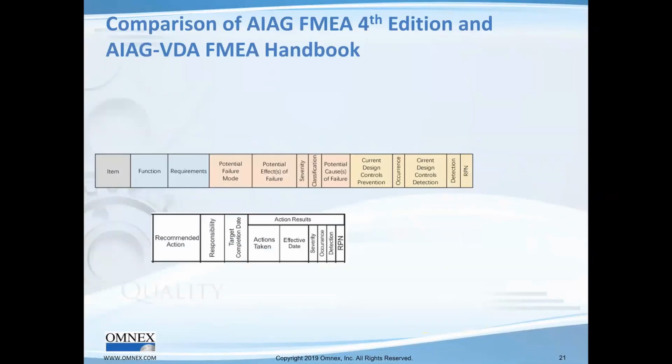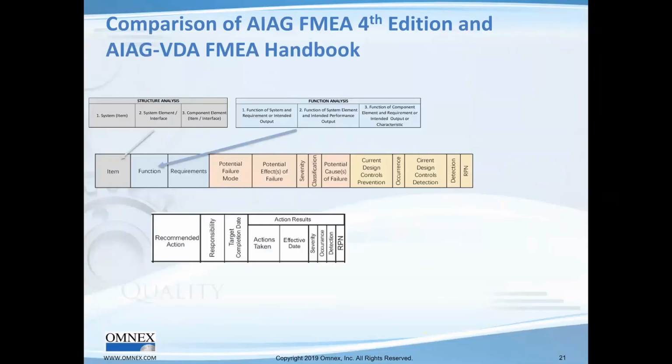All right, let's do a little comparison in between the form. So here you see there was only one. We had the focus level called the item in the 4th edition. That item has become 3 different levels: focus level, higher level, and lower level. So one column has become 3 different columns. All right, what's next? Well, function and requirements was only for the focus level. In the AIAG VDA, you have functions and requirements for the focus level, higher level, and lower level.